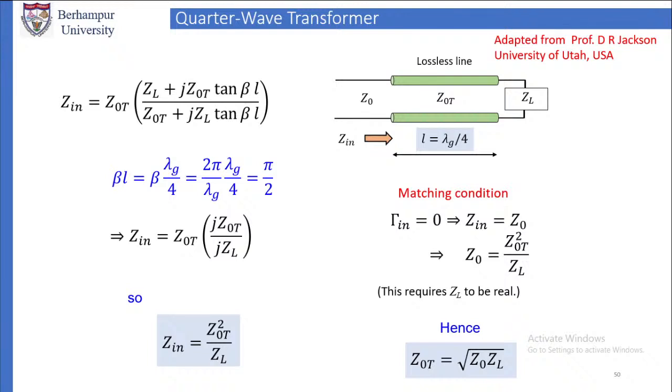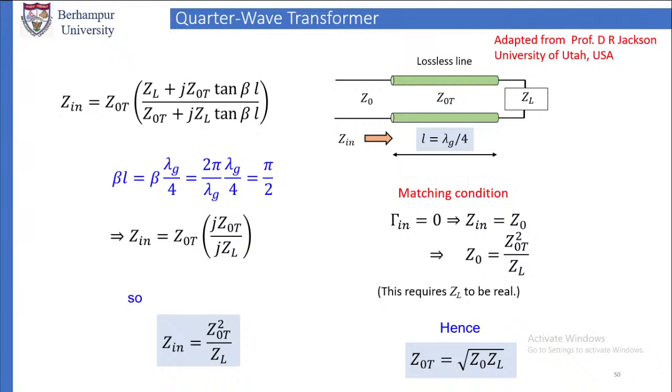This is an expression that we found. From that you can say Z0T is equal to square root of Z0 into ZL. So what happens here is, if the characteristic impedance is chosen properly, we can transform the load impedance ZL to another impedance. That is what we are doing. So ZL is transformed to Z0 using a quarter wavelength.